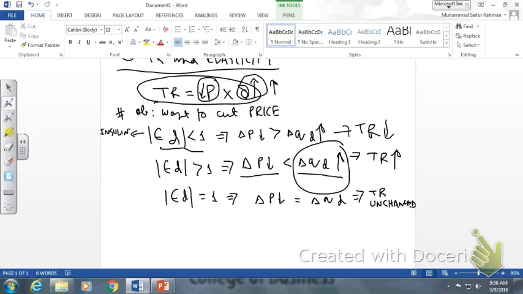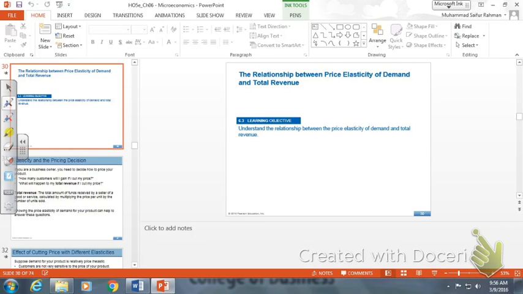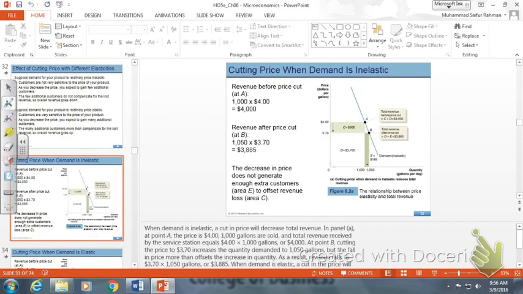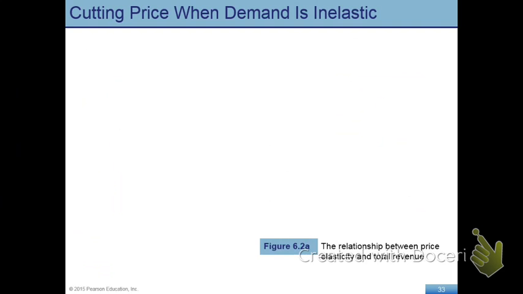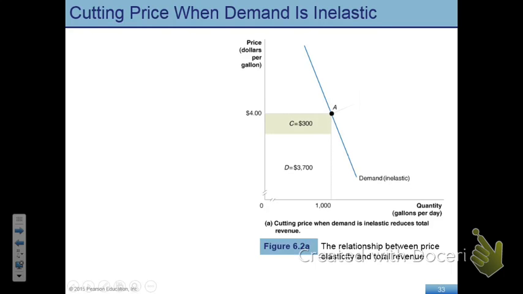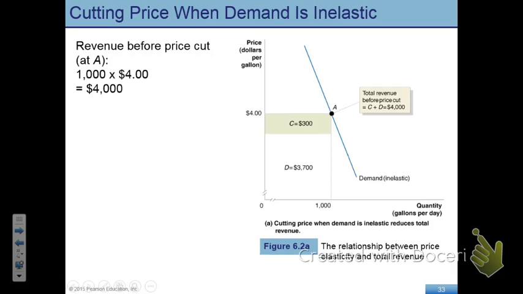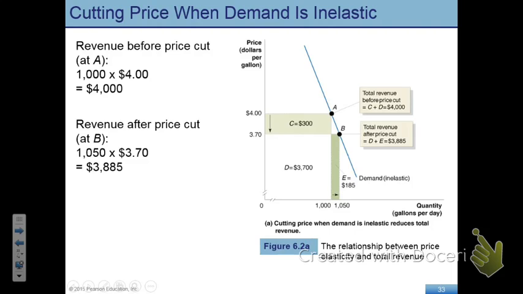Let's now look at this idea from a more graphical perspective. I really am not in favor of looking at this from a graphical perspective, but different people look at these problems different ways. So I guess some people might benefit from visualizing this problem. So let's do it. The same problem, the same intuition, now from a graphical perspective. Imagine that the original price was $4 and your original quantity demanded was 1,000. Now you suddenly reduce the price to $3.70 and your quantity demanded increases to 1,050.